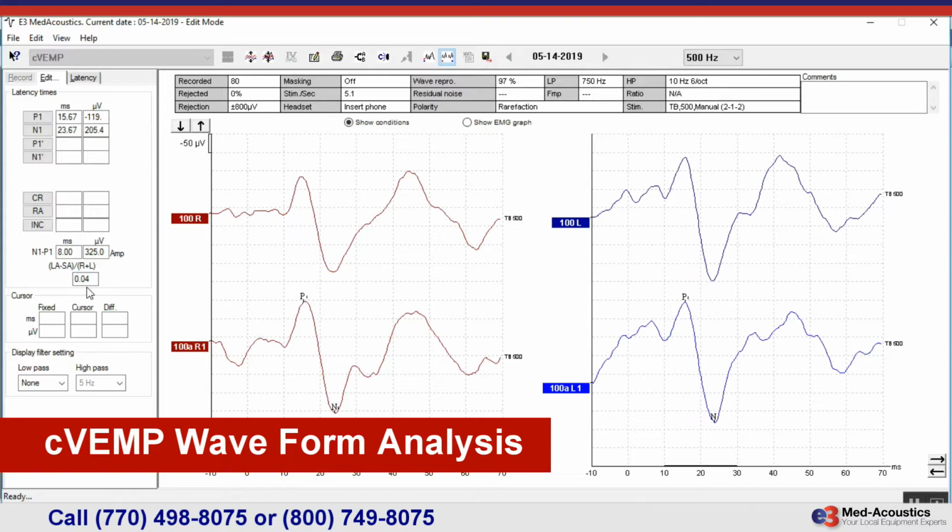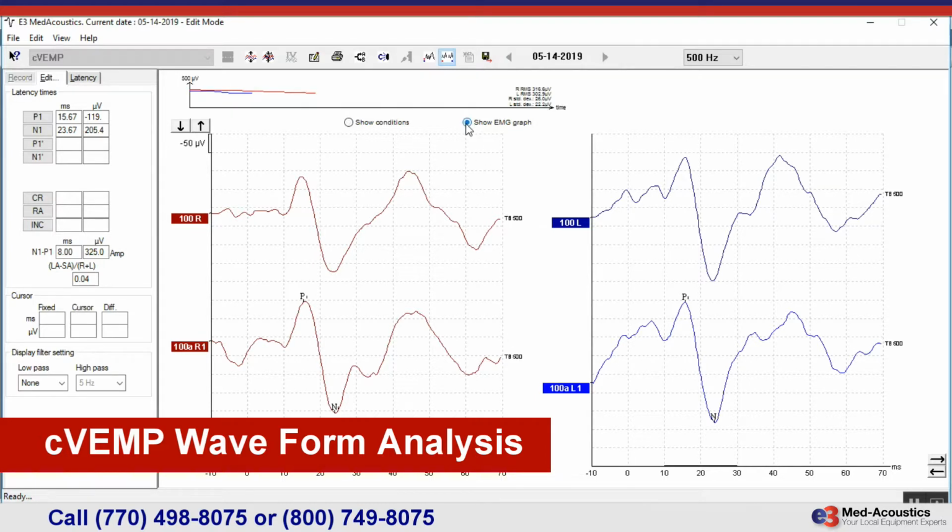One last thing you might want to consider, if there was a problem with the patient's effort in the CVEMP, where they may have used more effort when they were contracting the sternocleidomastoid muscle on one side versus the other, you can eliminate the effect by doing EMG scaling. And that's pretty easy to do. I can look and show my EMG graph here. And this shows if there is a difference in the effort.